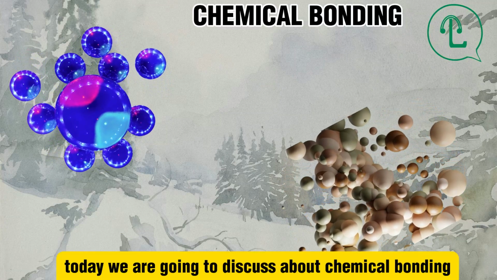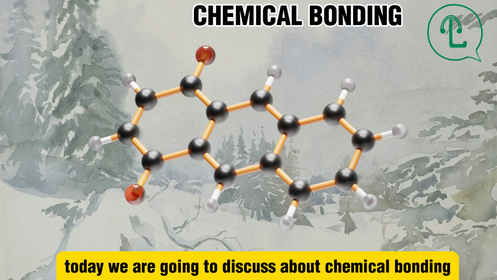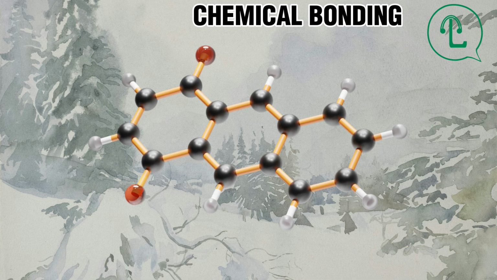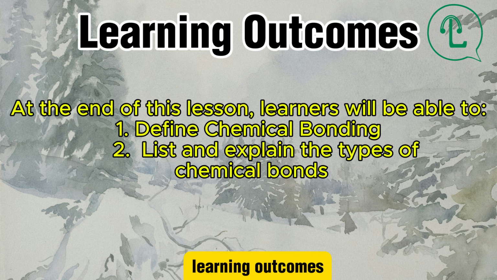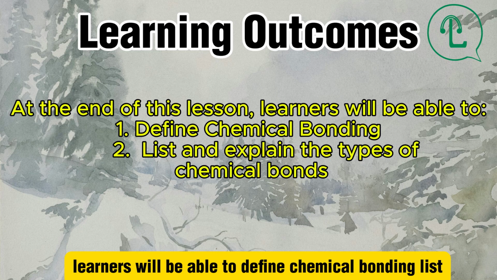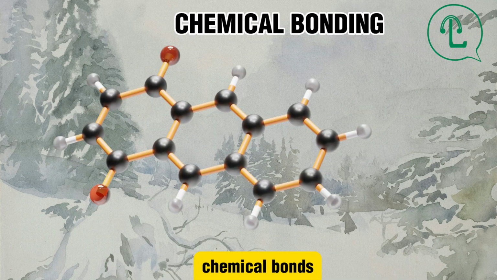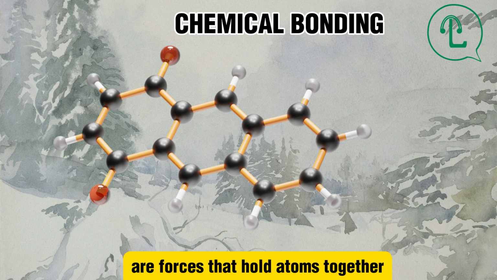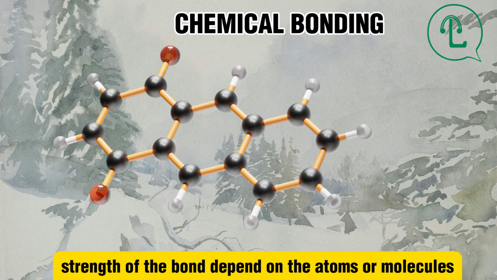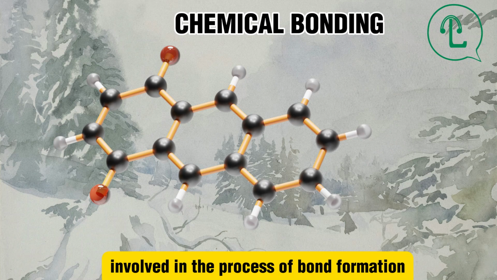Today, we are going to discuss chemical bonding. Learning outcomes. At the end of this lesson, learners will be able to define chemical bonding, list and explain the types of chemical bonds. Chemical bonds are forces that hold atoms together to make compounds or molecules. The strength of the bond depends on the atoms or molecules involved in the process of bond formation.